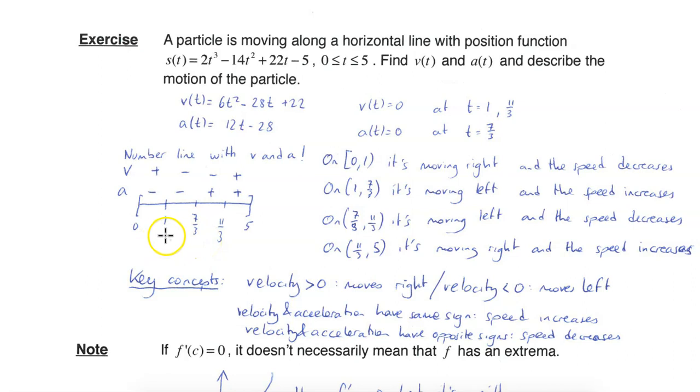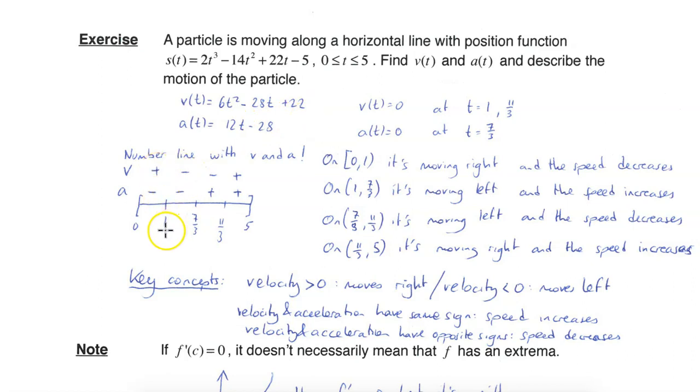So first let's find a number between 0 and 1. We can take 1/2, and this is a little bit more work to find that 6 times 1/2 squared minus 28 times 1/2 plus 22 is actually a positive number. So we put a plus.